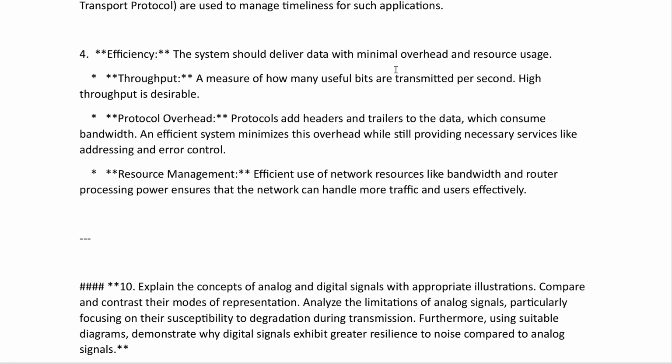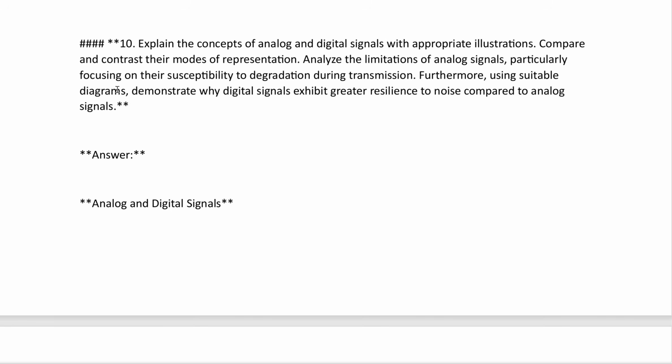Fourth is efficiency. The system should deliver data with minimal overhead and minimal resource usage. Throughput is a measure of how many useful bits are transmitted per second. High throughput is always desirable. Protocol overhead. Protocols add headers and trailers to the data, which consume bandwidth. An efficient system minimizes this overhead while still providing necessary services like addressing and error control. Next is resource management. Resource management is the efficient use of network resources like bandwidth and router processing power, which further ensures that the network can handle more traffic and users effectively.